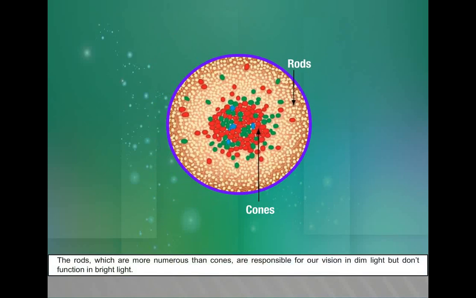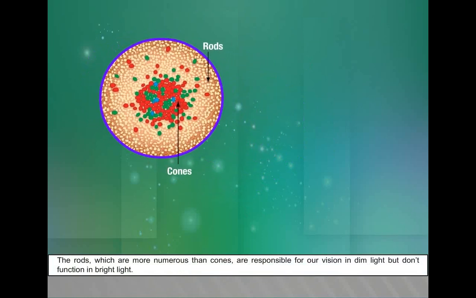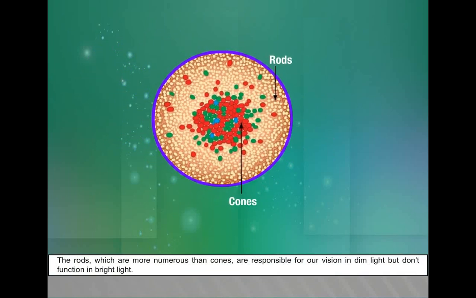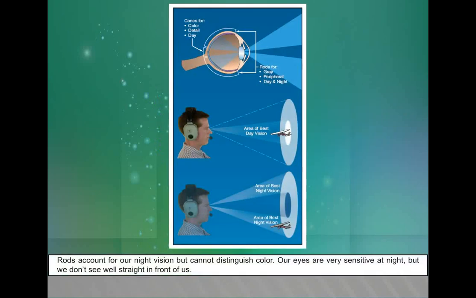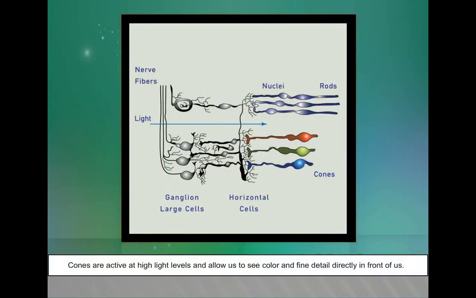The rods, which are more numerous than cones, are responsible for our vision in dim light but don't function in bright light. Rods account for our night vision but cannot distinguish color. Our eyes are very sensitive at night but we don't see well straight in front of us. Cones are active at high light levels and allow us to see color and fine detail directly in front of us.